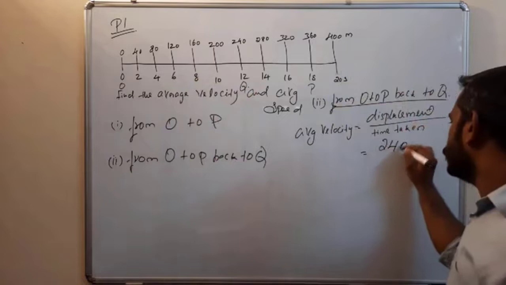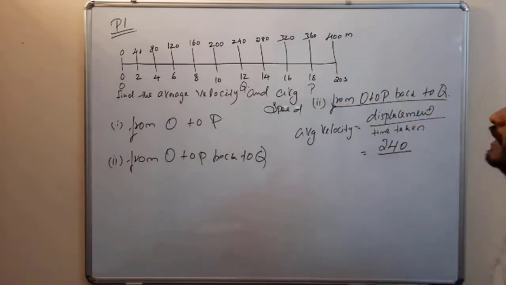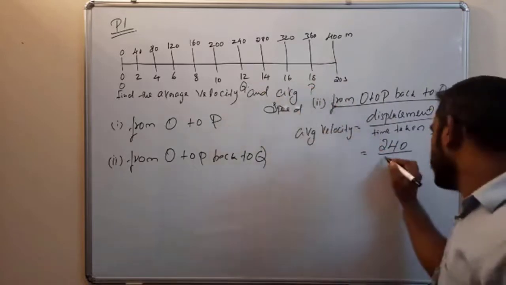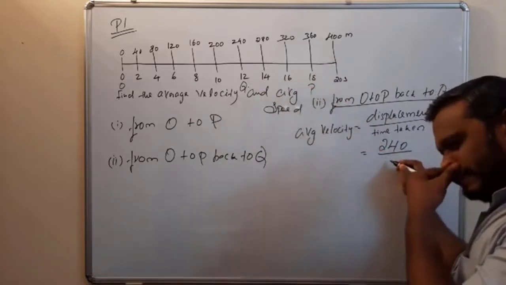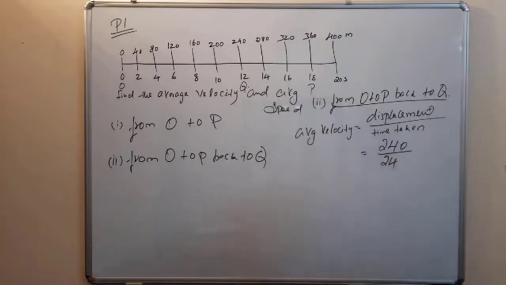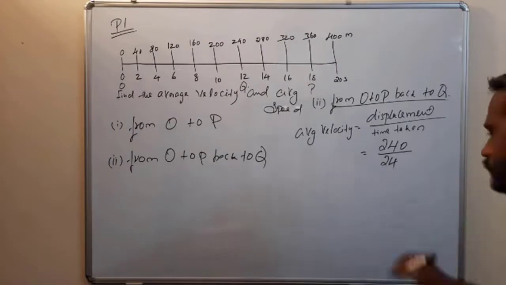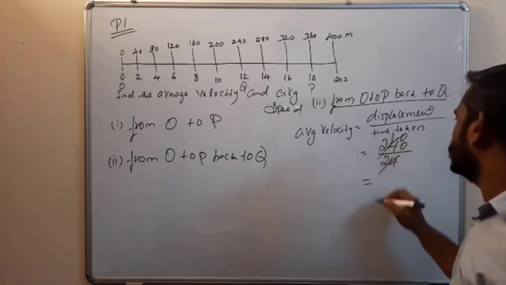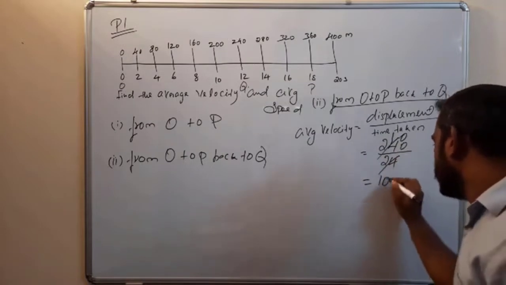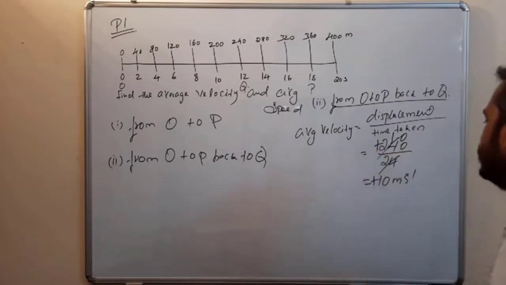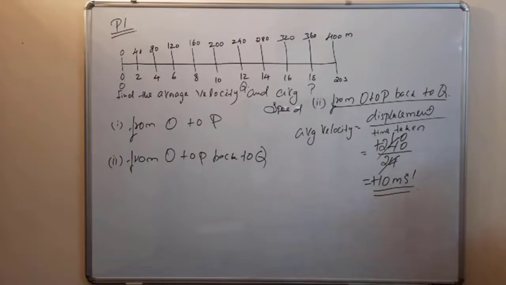So 240 divided by time taken. So 18 plus 6, that is 24. So that's equal to 10 meter per second. So this is plus 10 meter per second. That is the average velocity. Okay, clear?